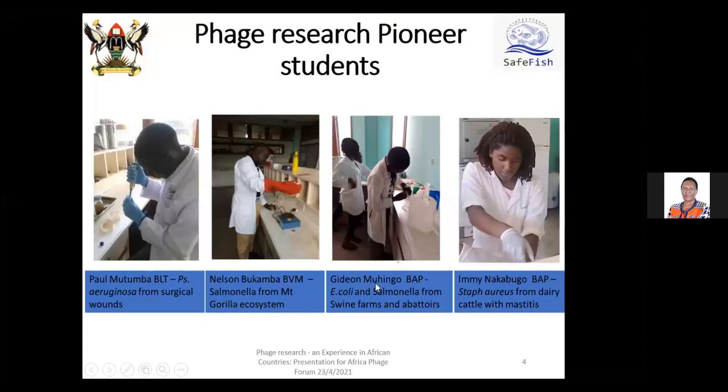Then there was Gideon Muhindo, not Muhingo. He offered Bachelor of Animal Production Technology and Management. So he looked at the E. coli, Escherichia coli, and Salmonella from the swine farms and from the swine abattoirs. And then the only lady who joined the team was Immaculate Nakavuma, also a Bachelor of Animal Production and Technology student, who looked at Staphylococcus aureus from the dairy cattle with mastitis. So there was another vet student, Ismail Asimwe, who looked at enterohemorrhagic E. coli from the dairy cattle.